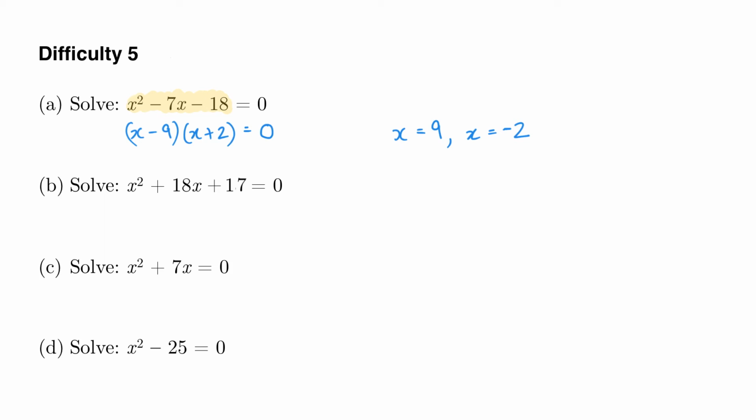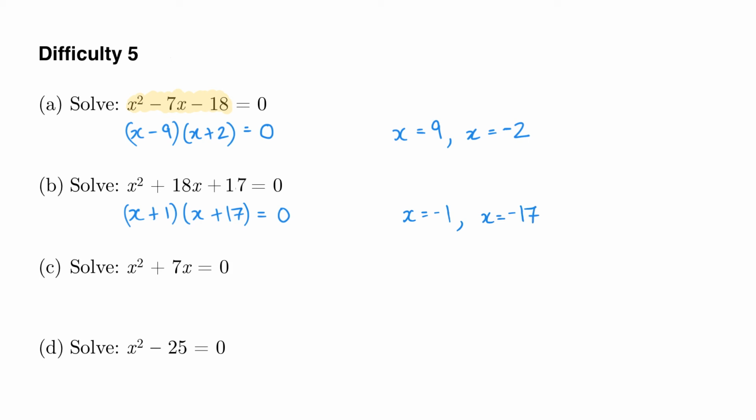In question B, you should have spotted that we could factorize the left-hand side as follows. We get x plus 1 multiplied by x plus 17. And that must equal 0. And that gives us the following two solutions. x equals negative 1 and x equals negative 17.